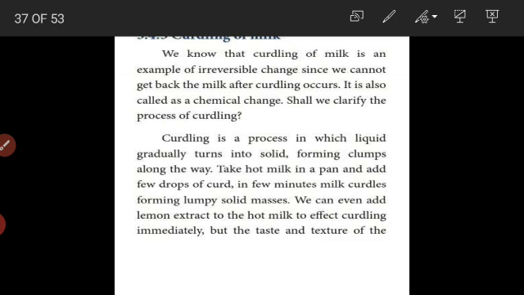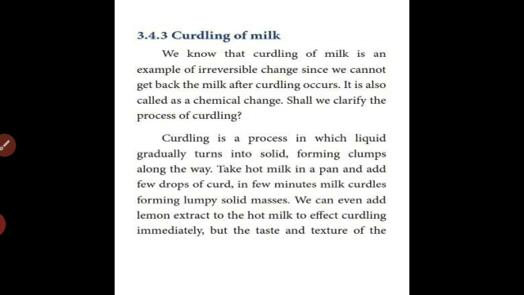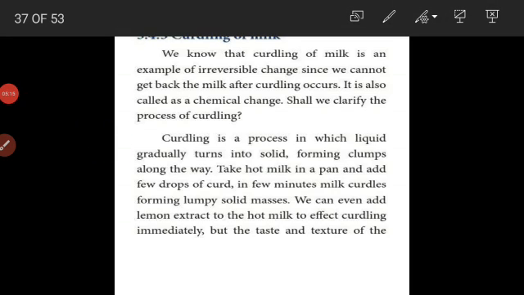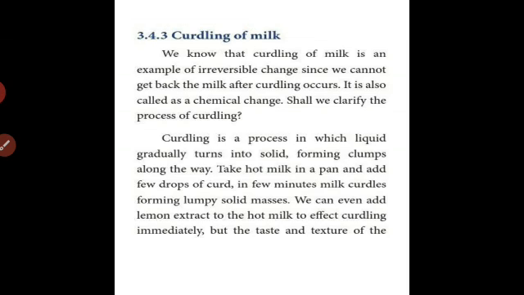You know about curdling of milk. Many of the students know how their mothers prepare curd from milk. Curdling of milk is an example of irreversible change since we cannot get back the milk after curdling occurs. It is also called a chemical change. Curdling is a process in which liquid gradually turns into solid, forming clumps along the way.